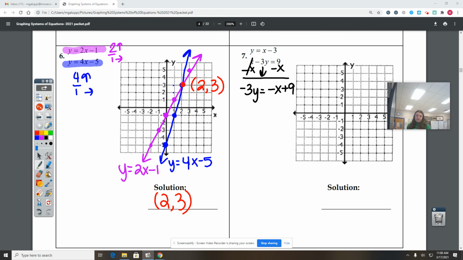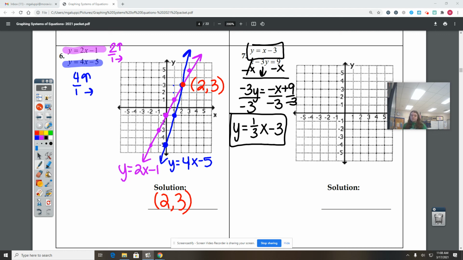That way, this starts to look like y equals mx plus b. One more step, we have to get rid of that -3 out front. So remember, that's -3 is being multiplied to y. So we're going to divide every single term by -3. So we get y equals 1/3 x minus 3. So you're going to graph this equation on the graph here, and then you're going to graph this first one also. You have 2 lines to graph, and then find the solution.